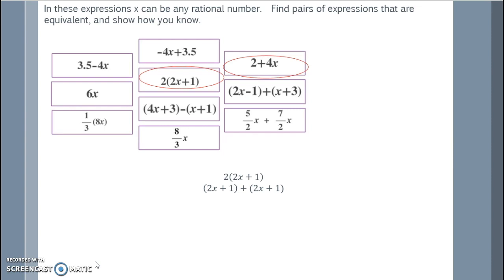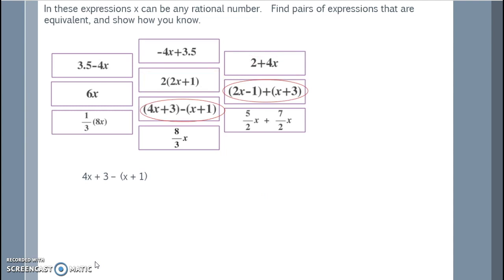So using our properties, if I have 2 copies of 2x plus 1, that's the same as 2x plus 1 plus 2x plus 1. If I rearrange them and combine them together, that gives me 4x plus 2, or 2 plus 4x if I rewrote it. Let's see if I can get those to match somehow.